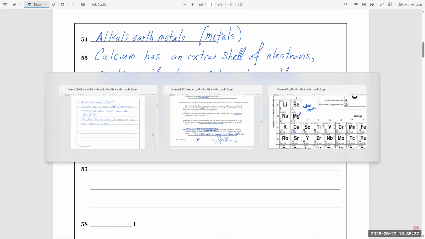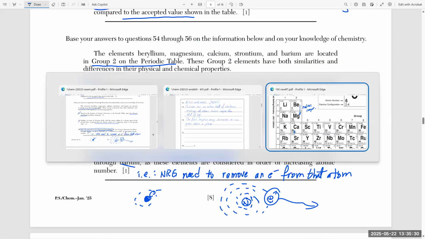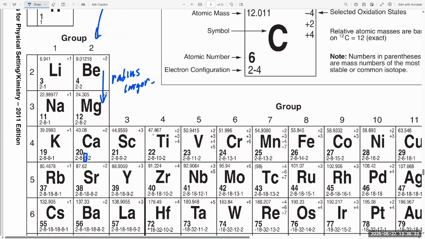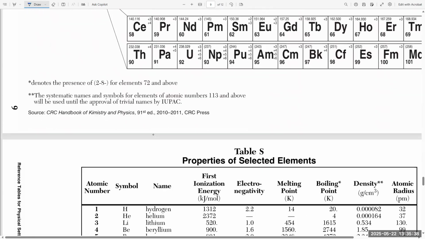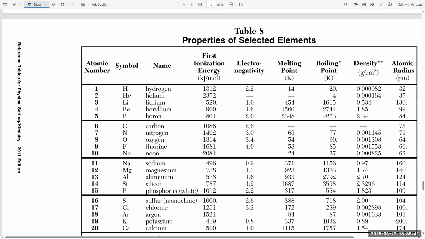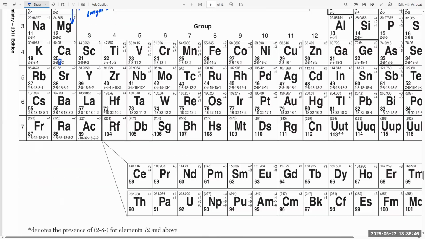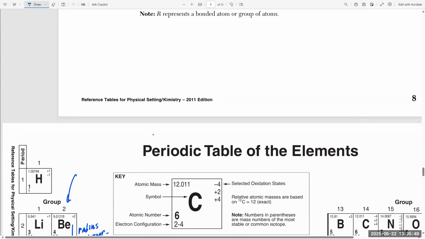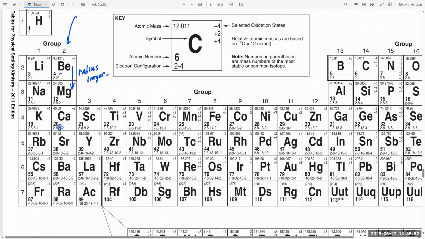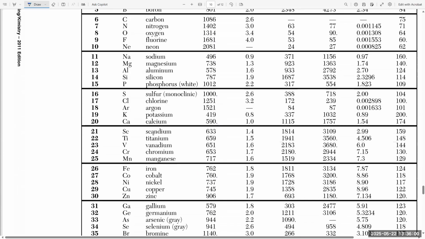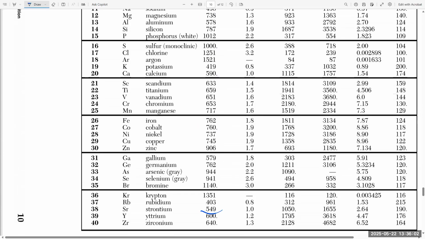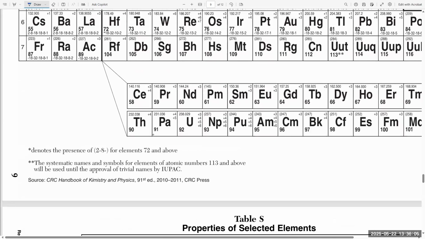Okay? What else? The other way to solve this, which will take a little bit longer, is to actually physically look up these values. So let's go to beryllium. Beryllium is number 4. So if you go to the next page and look up 4, beryllium has a first ionization energy of 900. And if you pick something like calcium or strontium, let's pick number 38. If you go to 38, you'll see that it's 549.